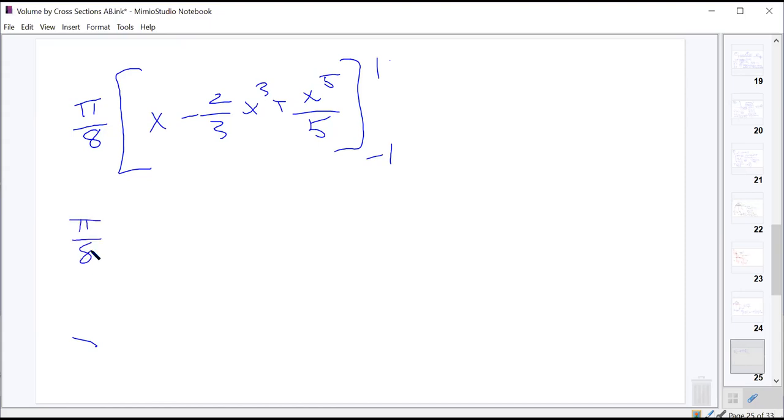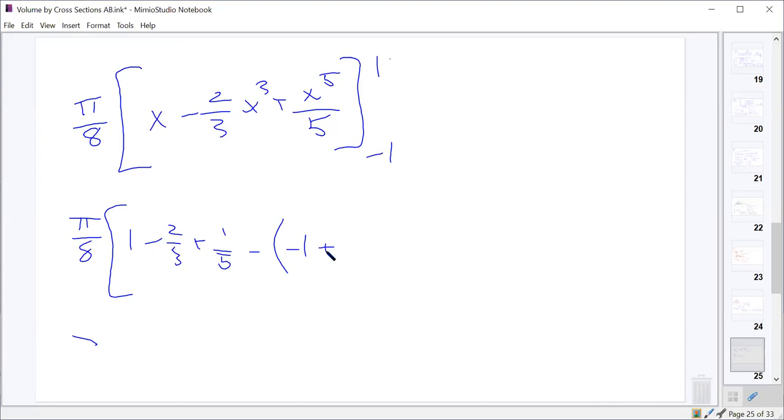That's fine. This is 1 minus 2/3 plus 1/5. Then minus -1 plus 2/3 minus 1. Yeah. Then there's arithmetic. I don't know. What did the arithmetic come out to be? 2 pi over 15?